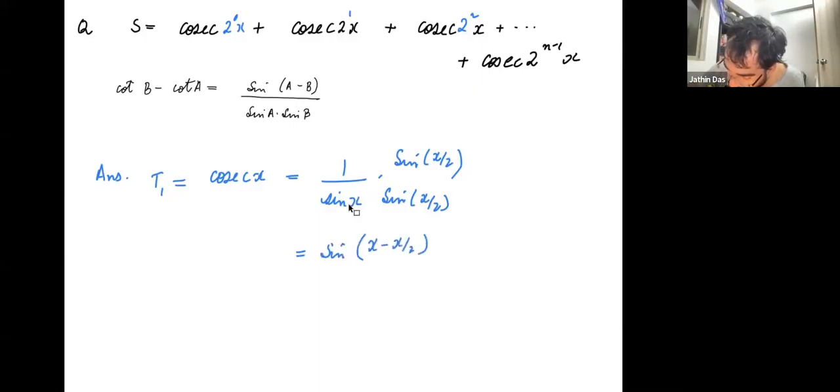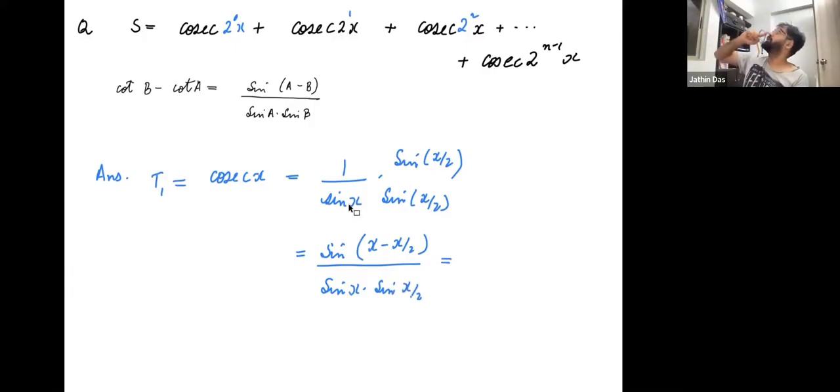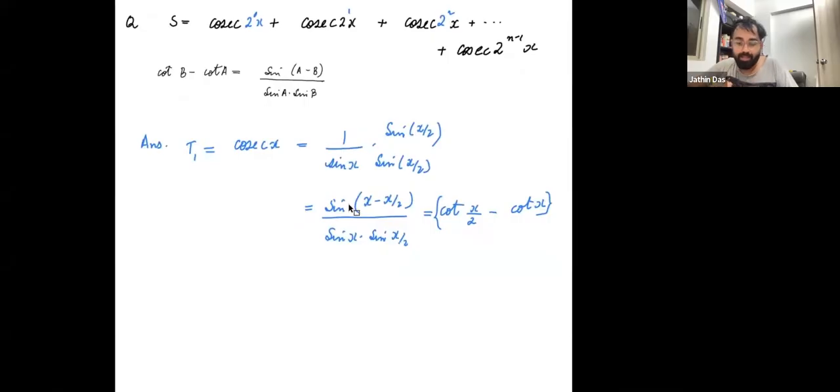x minus x by 2 of sin x into sin x by 2. Correct? That will be cot B minus cot A, cot of the smaller angle minus the bigger angle. So it is cot x by 2 minus cot x. Now this is just to explain, otherwise I will get confused. We'll keep like this for 4x and so on. Okay.